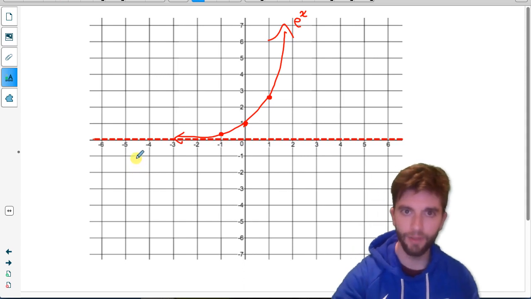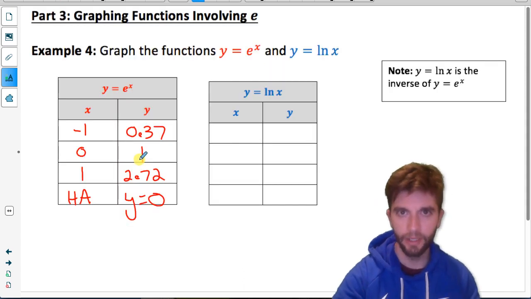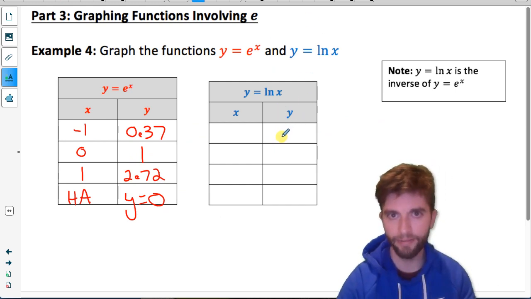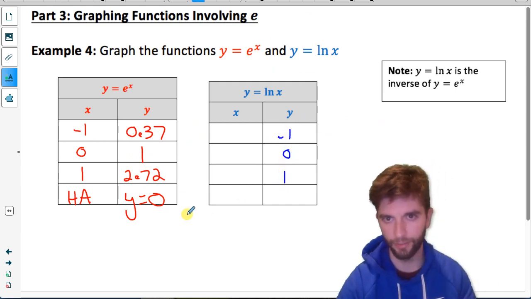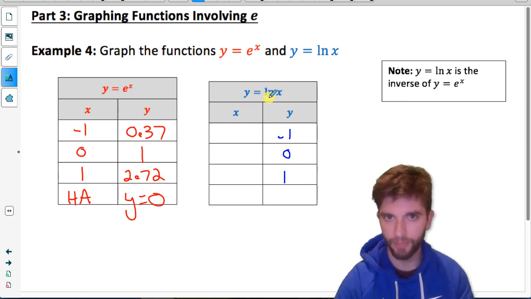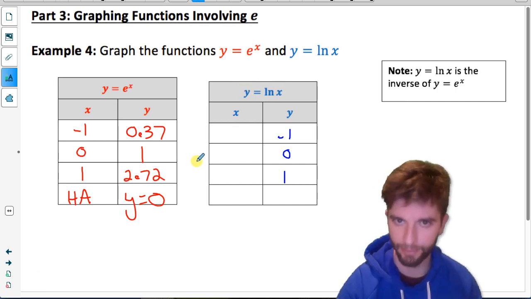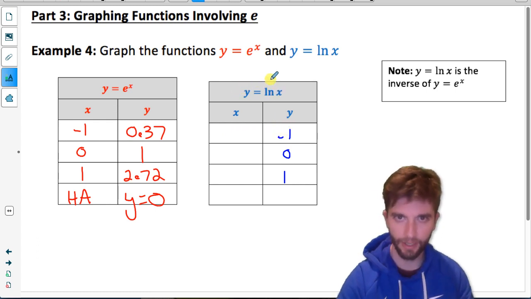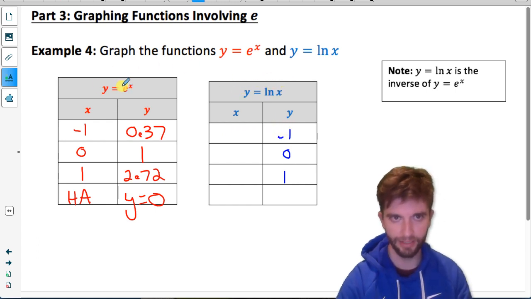Let's also graph ln x on the same grid. Now when we graph logarithmic functions, normally we choose y values, negative 1, 0, and 1. And after we choose the y values, we calculate the x values by doing the base of the log to the power of y equals the argument, because that's how logs work. So to get the x value that goes with the y value of negative 1, I would do e to the negative 1 gets me x. Well, that's exactly what I did over here to get the y. So it's going to be 0.37.